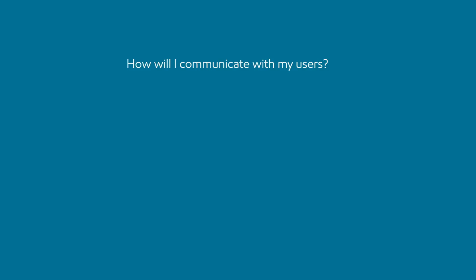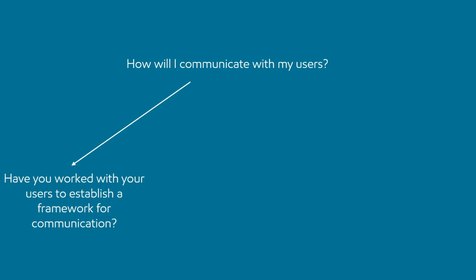So second component is, how will I communicate with my users? Have you established with your users a framework for communication? So do your users know that you're always going to be contacting them through the announcement page on your SharePoint site? Are you always going to be contacting them through email or through your internal social media? Or is it always through a meeting? Whatever it is, both you and your users need to sort of agree upon what that mechanism is so everybody knows what the marketplace is for information.